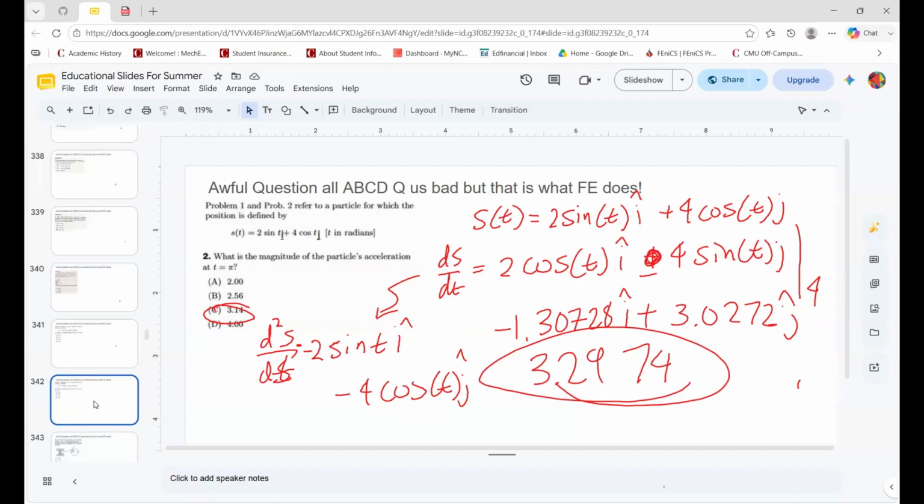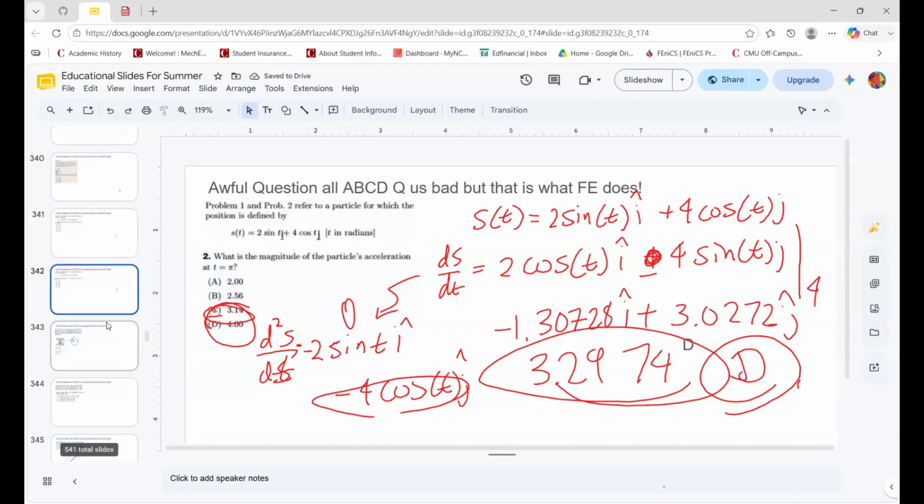The first term is actually 0. So 4 cosine of pi equals negative 4. So this is d. We just insert d over here. Move on. Okay.